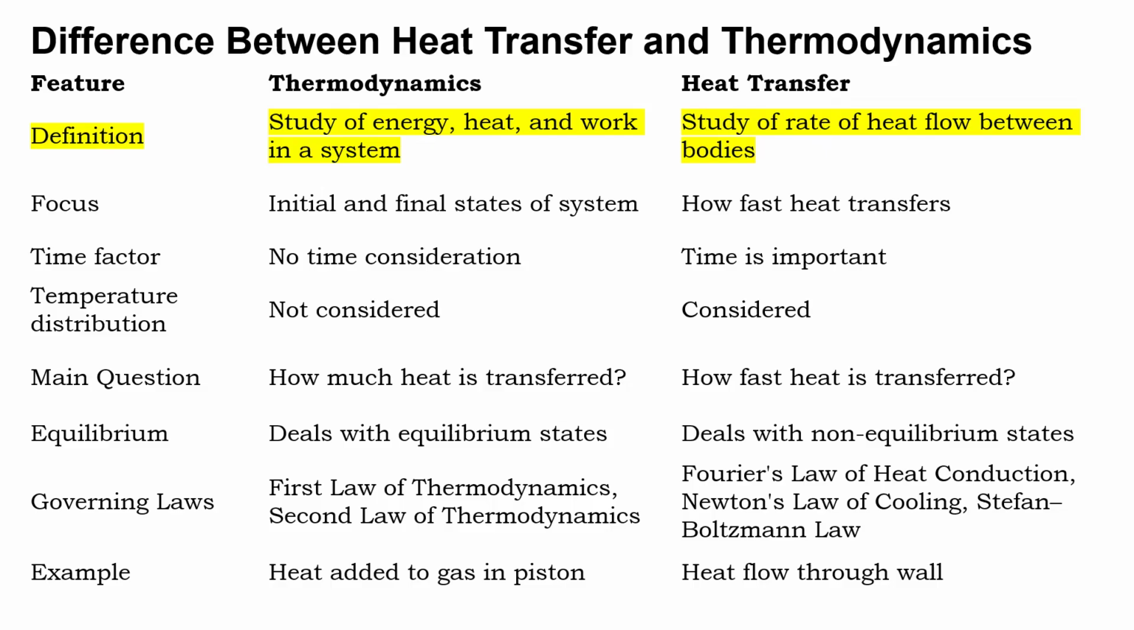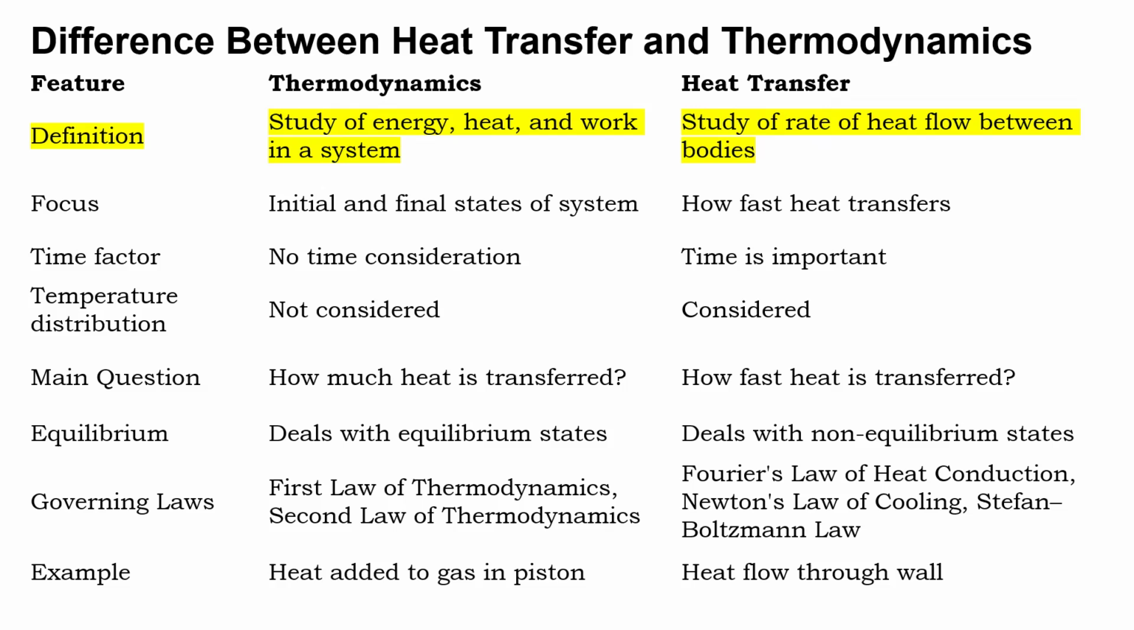Now an example for thermodynamics: consider gas in a piston, which is one system. If we add heat, the system goes from the initial state to the final state. During that process we can find the amount of heat transferred and the amount of work done on the system. All those things we can find.